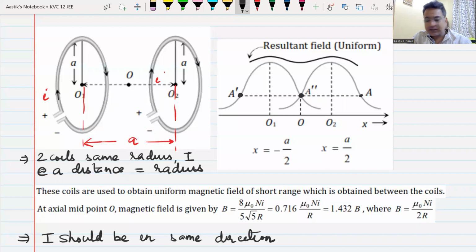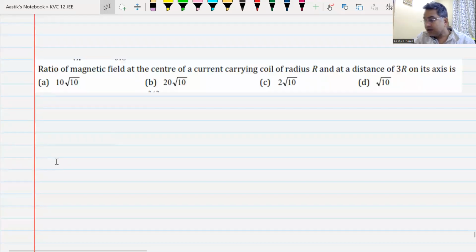So we move on from this Helmholtz coil to a couple of questions. This is the first question coming on your screens. Ratio of magnetic field at the center of a current carrying coil of radius r to a distance 3r is.